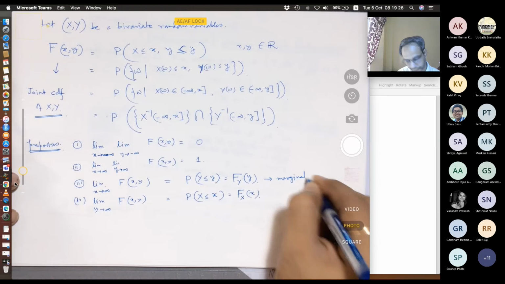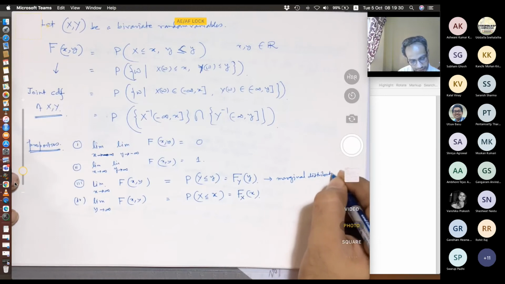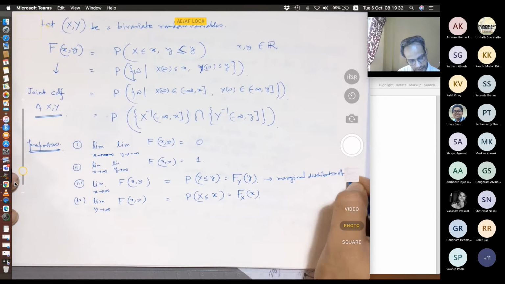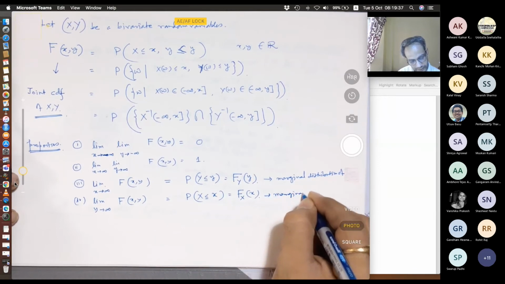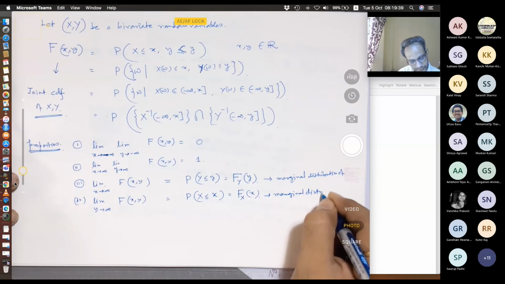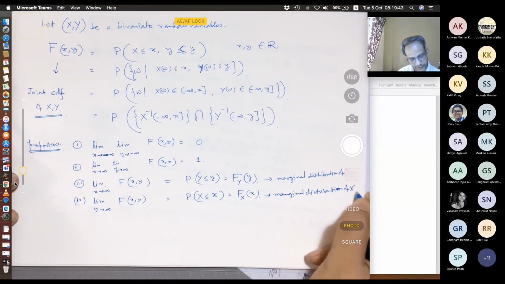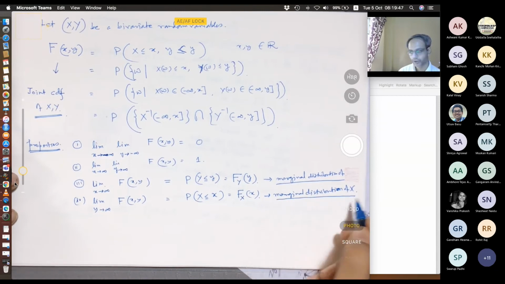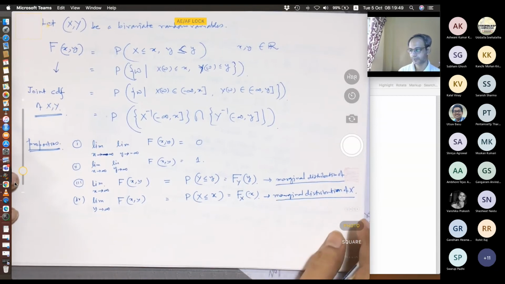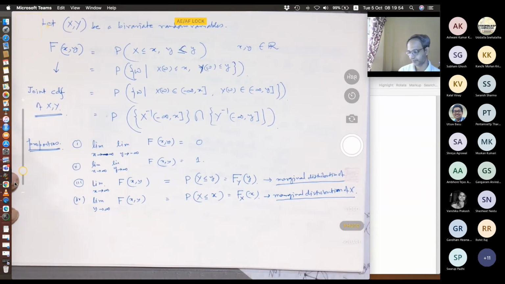So this is the marginal distribution of y, and this is the marginal distribution of x. So they are a very important aspect in this issue. Why is it called marginal? I will try to explain in a different way. For the time being, those are the names, marginal.